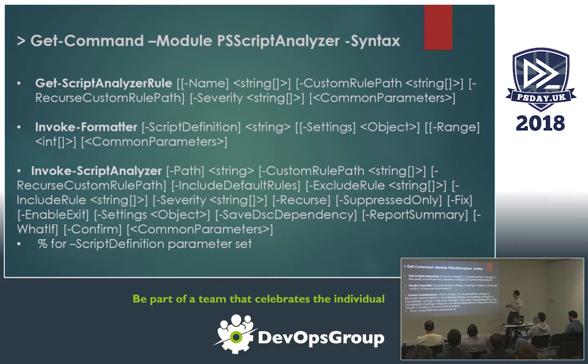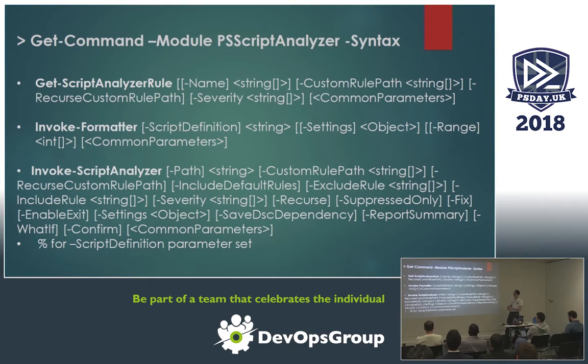And there's certain advanced features like the fix. So say some rules can be auto-fixed, like the aliases one. With fix switch, it will fix those rules automatically if you want, for example, all aliases to be replaced by the proper commandlets. If you want a very cheap implementation for CI, use enable exit.